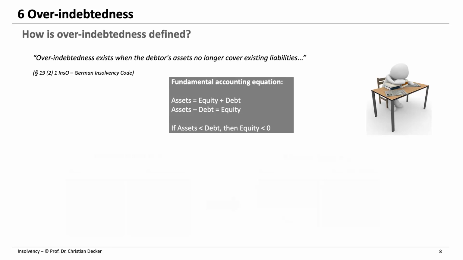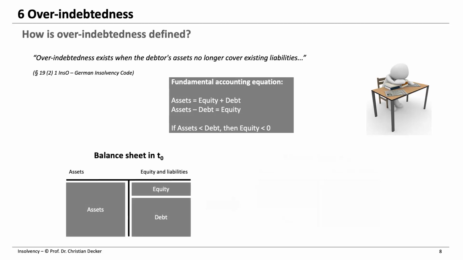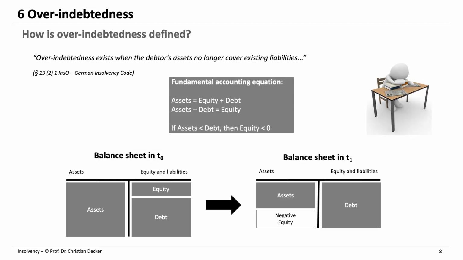This connection can also be illustrated by a balance sheet. The starting point here is a balance sheet in T0, which can be roughly divided into the blocks of assets, equity, and debt. If a situation now arises in which sales-related or valuation-related losses can no longer be covered by equity, a deficit arises. In the balance sheet in T1, this deficit is shown on the assets side as negative equity.